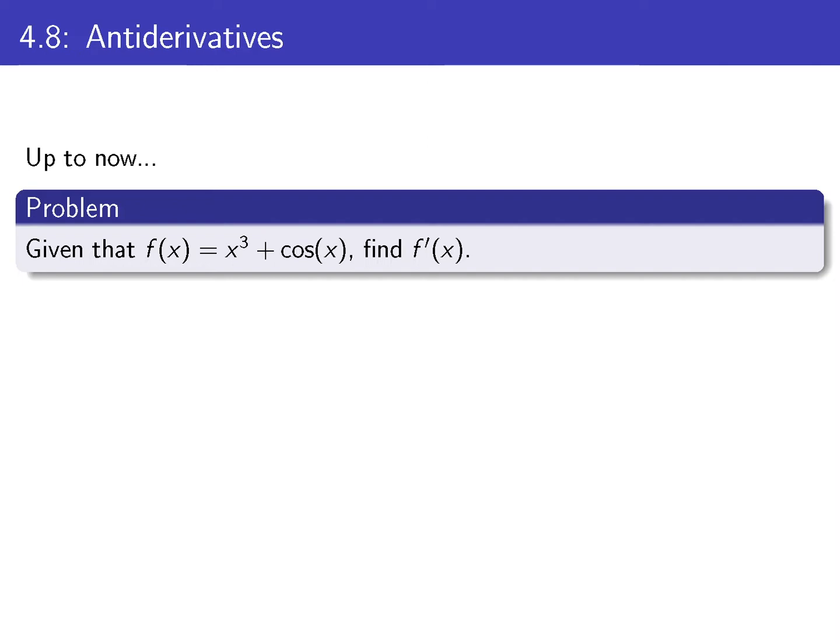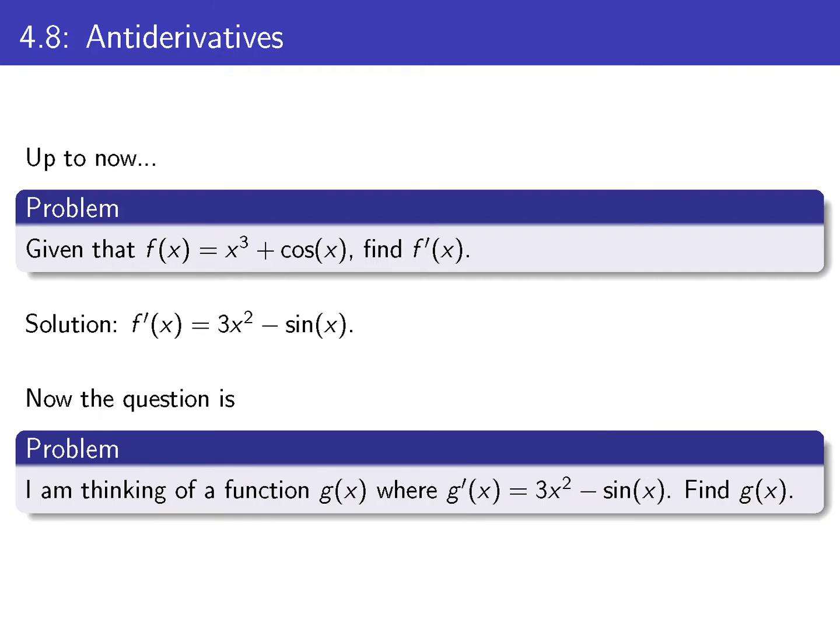If f of x is equal to x cubed plus cosine of x, find f prime. Take a second to make sure you know how to do this problem. Did you get that f prime was equal to 3x squared minus sine of x? But see, starting in this section, the question's going to go the other way around.